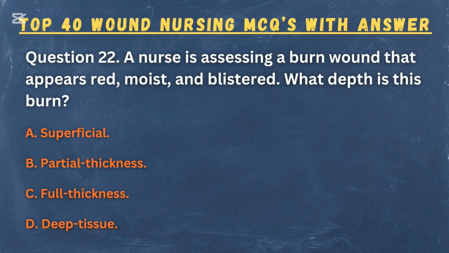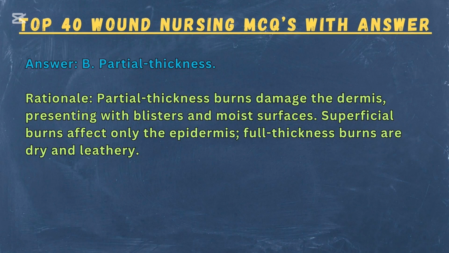A. Superficial. B. Partial thickness. C. Full thickness. D. Deep tissue. Answer: B. Partial thickness. Rationale: partial thickness burns damage the dermis, presenting with blisters and moist surfaces. Superficial burns affect only the epidermis. Full thickness burns are dry and leathery.